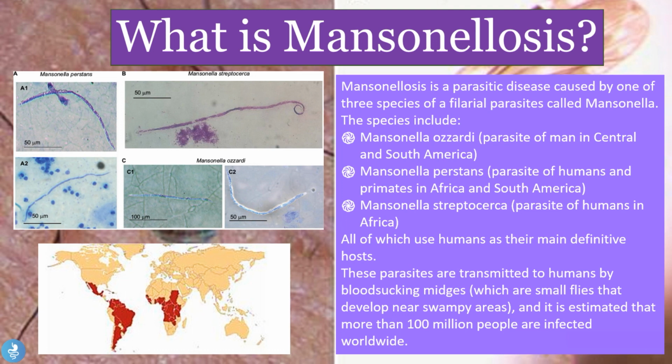These parasites are transmitted to humans by blood-sucking midges, which are small flies that develop near swampy areas, and it is estimated that more than 100 million people worldwide are infected.